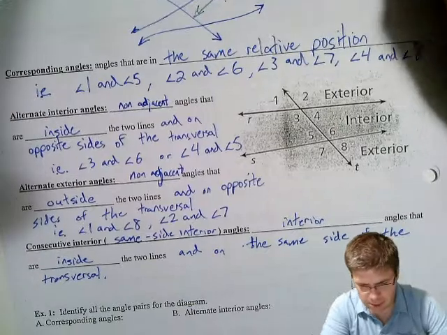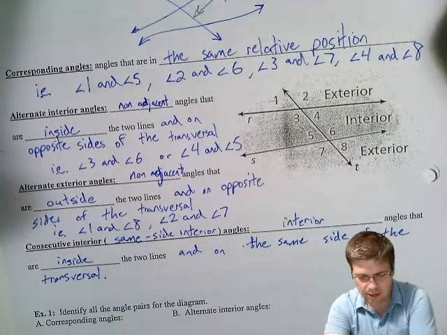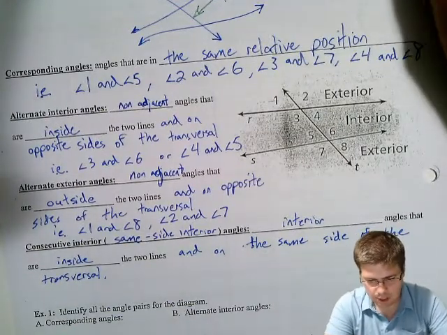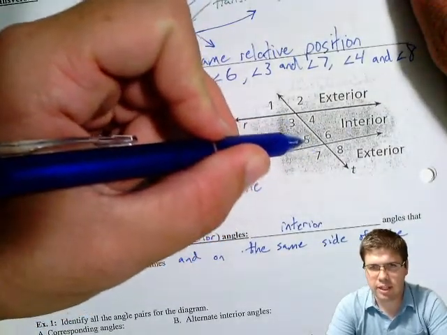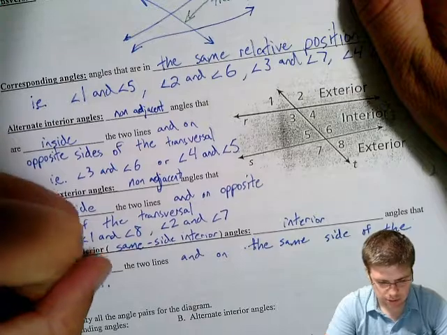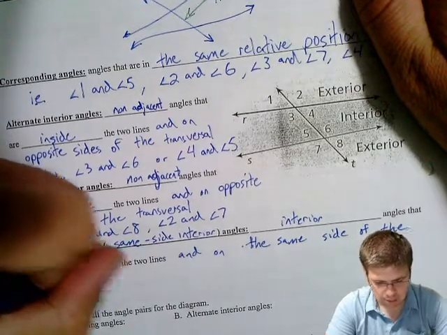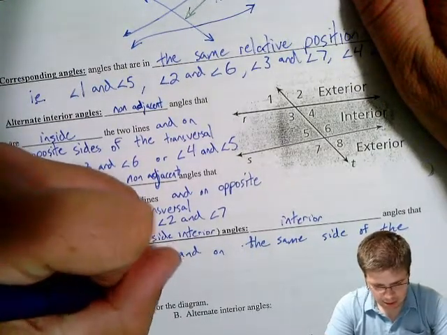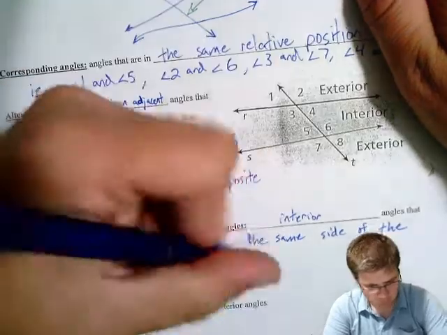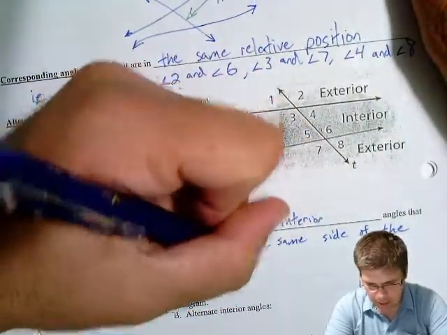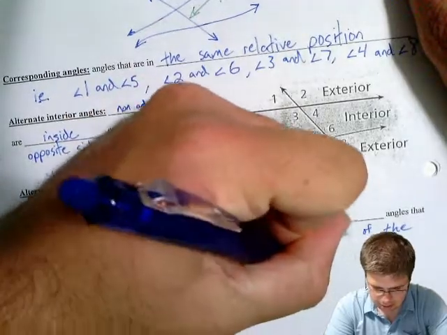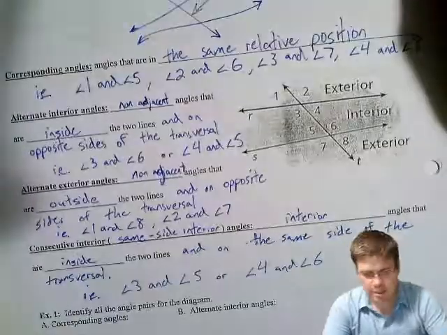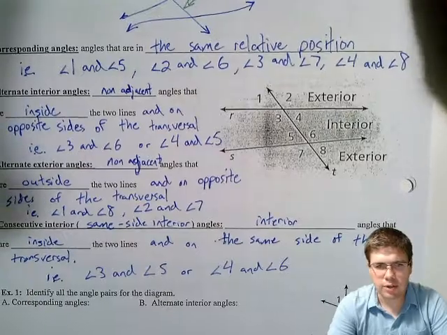So let's see if you can predict our consecutive interior angles. We could say angle 3 is on the same side and on the interior with 5. So for example, angle 3 and angle 5, or angle 4 and angle 6. Those would be same side interior angles.